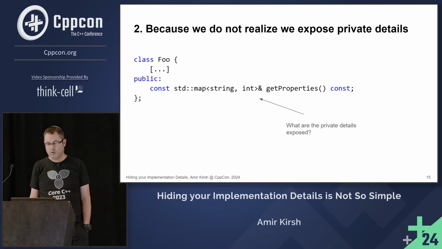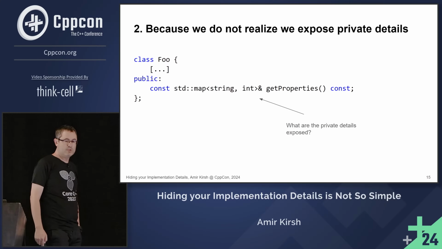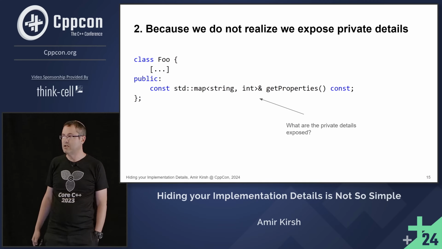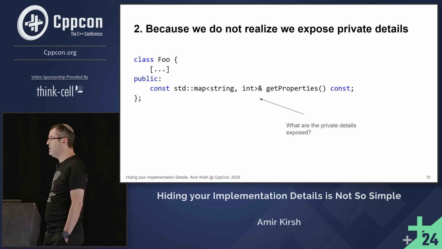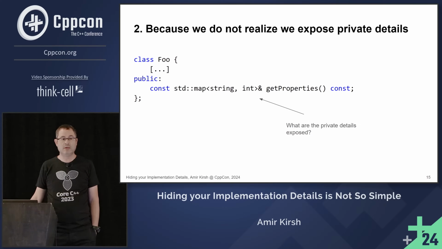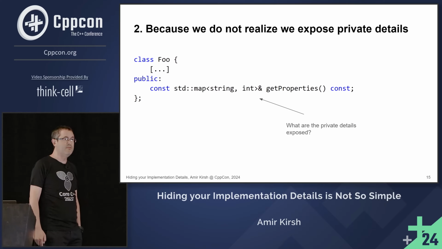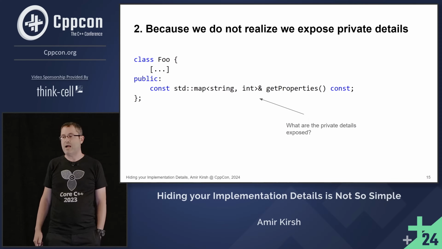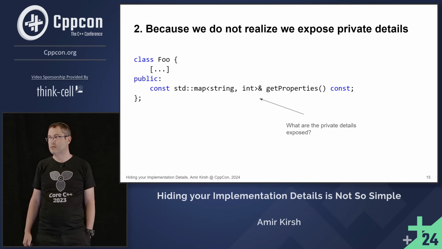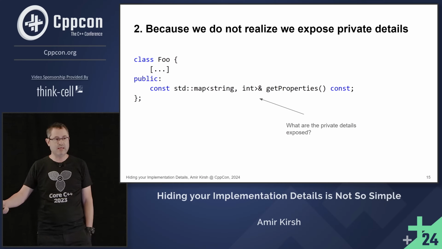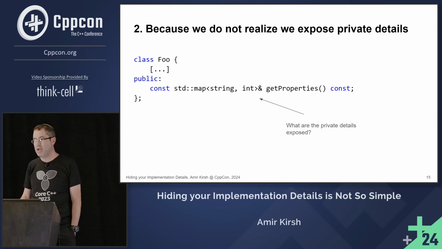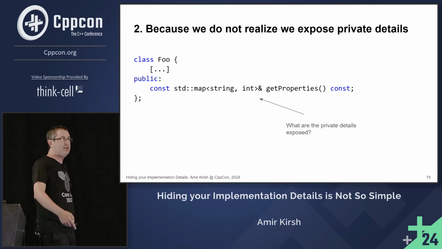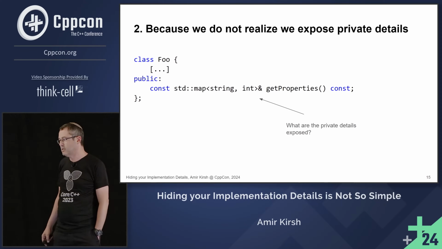In some cases, we do not realize that we actually expose private details, like, for example, this function. What is exposed? Something is being exposed outside. I mean, it's a function. I do not expose the member. My members are in the private, but the fact that this class most probably holds a map of strings to ints is exposed by this API. Why does the class most probably need to hold this map, or hold someone who can provide this map? Because the map is returned as a reference.